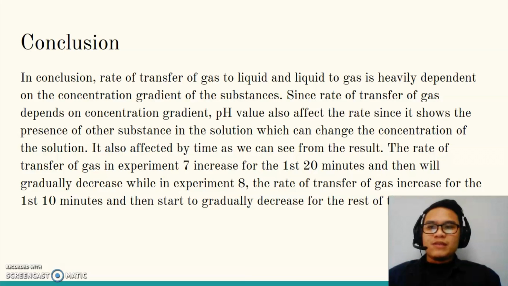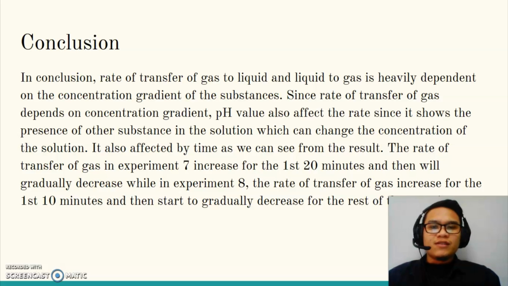From this experiment, we can conclude that the rate of transfer of gas to liquid and liquid to gas is heavily dependent on the concentration gradient of the substance. Since the rate of transfer of gas depends on the concentration gradient, the pH value also affects the rate since it shows the presence of other substances in the solution, which can change the concentration of the solution.